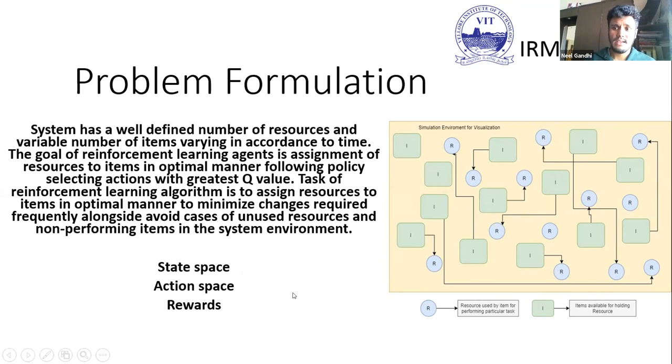The state space is m number of resources and a varying number of items. The action space is 2 to the power m, which is a very large action space, so we have reduced it using reinforcement learning algorithms effectively. And the reward is capped at a maximum of 0 because we are trying to minimize the loss over a prolonged amount of time, or an infinite amount of time.